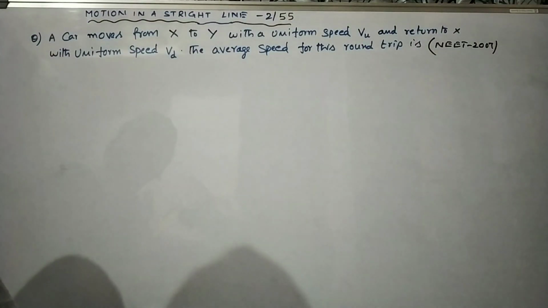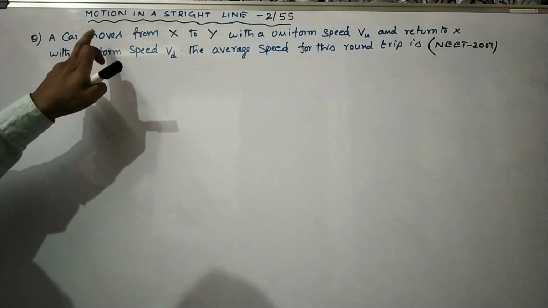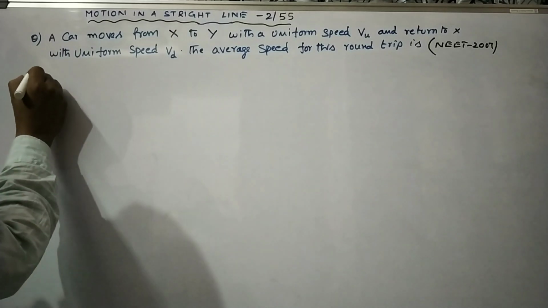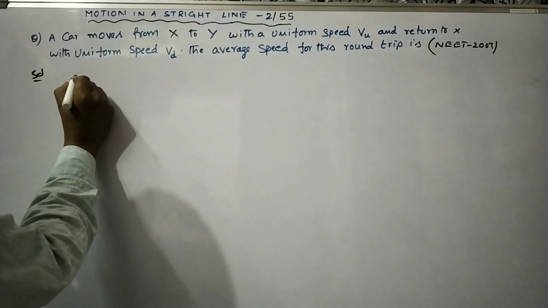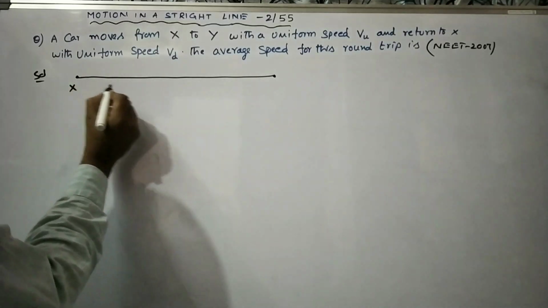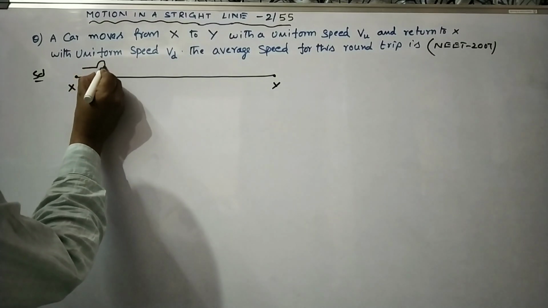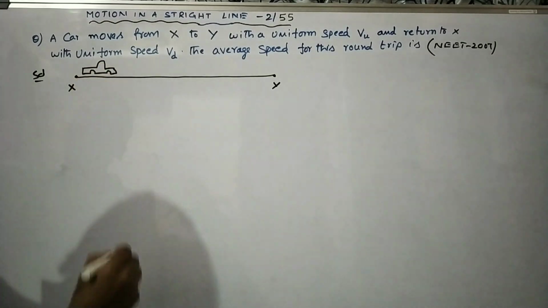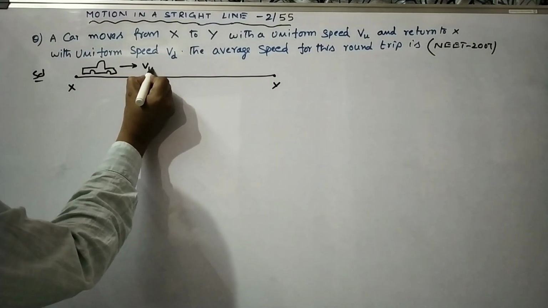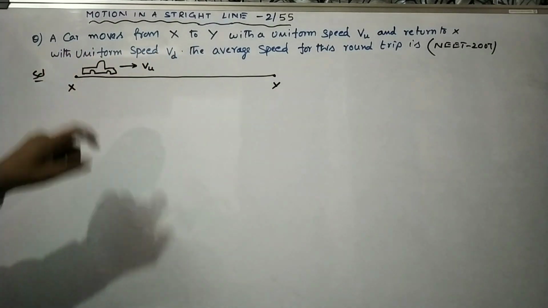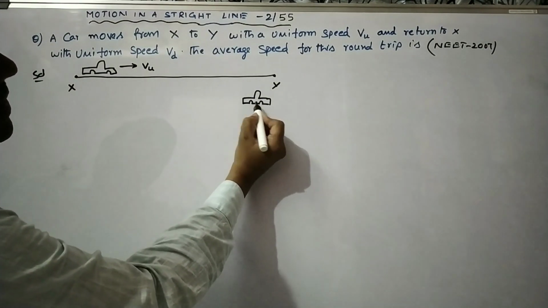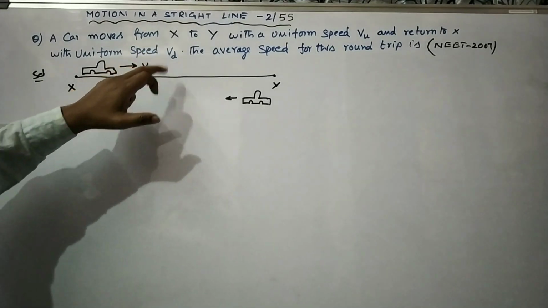The second question in the motion in a straight line lesson: a car moves from x to y. To see the solution, suppose this is point x and this is point y. A car moves from x to y with a uniform speed vu, and returns to x. The same car, after reaching its destination y, starts its return journey with a uniform speed vd.